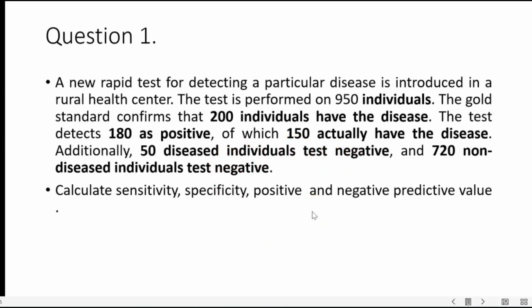Sometimes in the question, the number of persons having the disease is not directly given. The question says about the gold standard test. It means it is the actual number of patients who are having the disease.